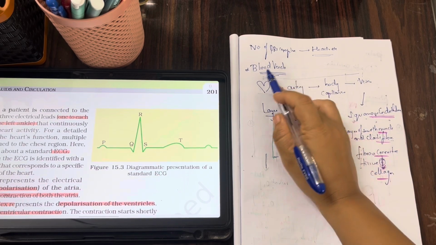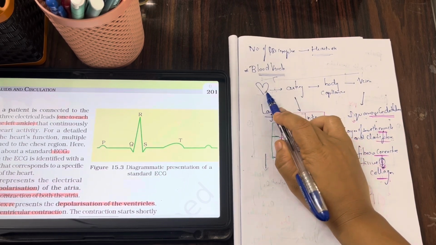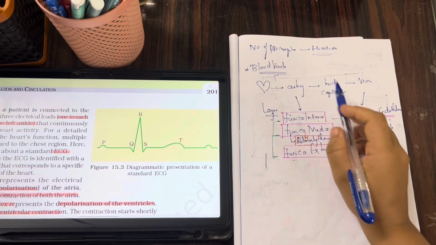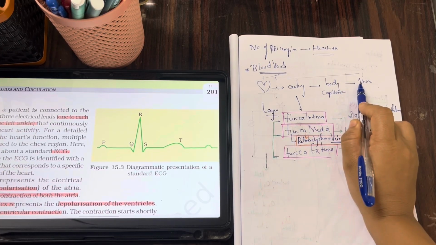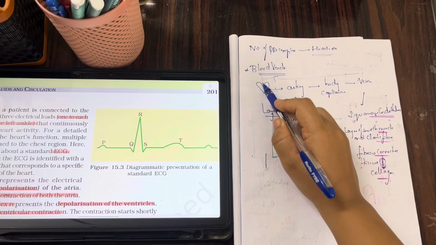Now talking about the blood vessels. You know that from the heart, the artery takes the oxygenated blood, and at the level of tissues you will have capillaries, and from there deoxygenated blood will be carried by the veins back into the heart.